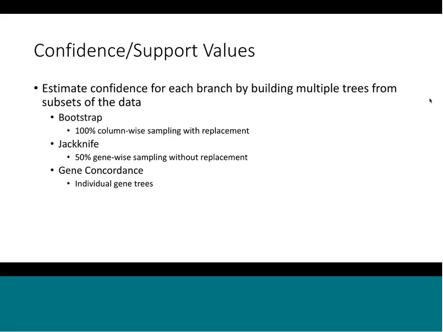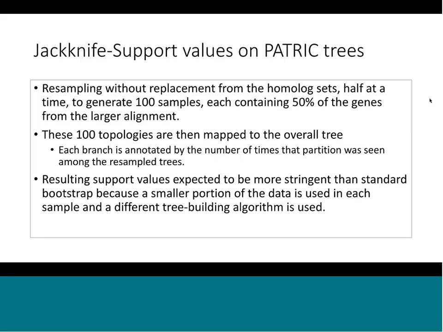There's another method you can use, which is gene concordance, which is looking at the individual gene trees and seeing how strongly they agree with the overall species tree. So PATRIC is using the jackknifing, and those are what the support values are on the tree. It's taking 50% of all the genes and rebuilding the trees, and it creates 100 topologies for each of those, and then it's looking to see how many times the same branching pattern was seen when they ran that with 50% of the genes and the topologies.